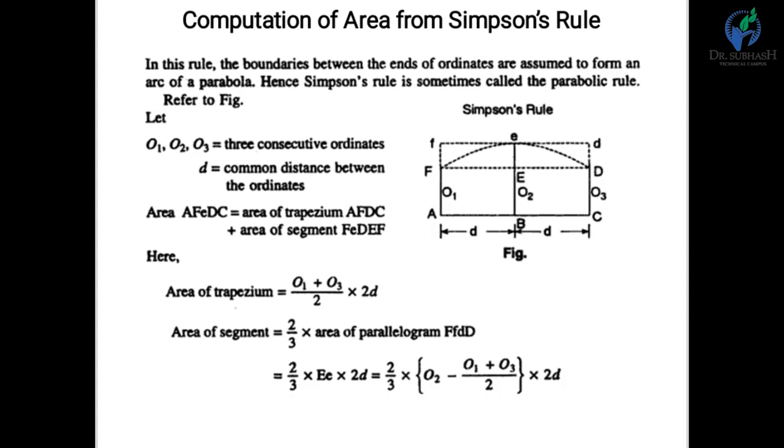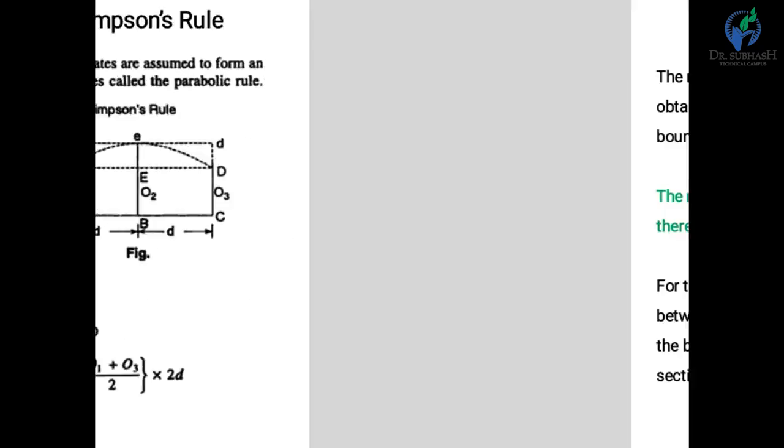Area of segment is equal to 2 by 3 into the area of the parallelogram. Now we put our notation in that formula. We get the formula of the area of segment equal to 2 by 3 into O2 minus (O1 plus O3) by 2, into 2D.